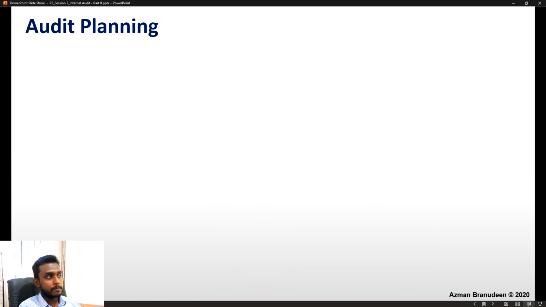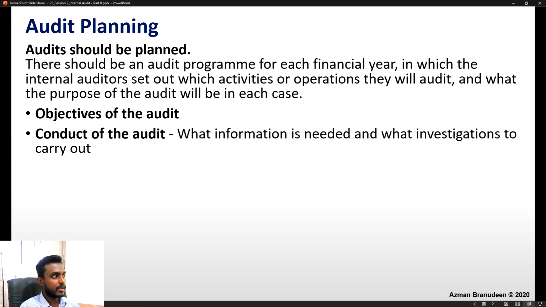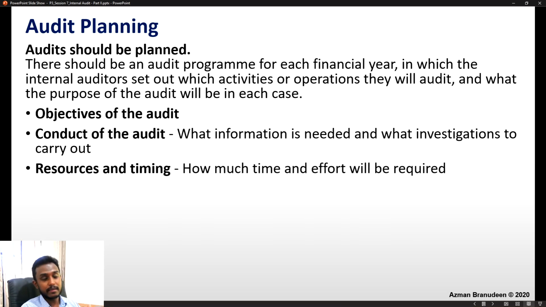Now let's talk about audit planning. Audits should be planned. Basically, there should be an audit program for each financial year in which the internal auditors set out which activities or operations they will audit and what the purpose of the audit will be in each case. Objectives of the audit. Basically, the plan must include the objectives of the audit, the conduct of the audit, basically what information is needed and what investigations to carry out. Then the resources and the timing must be planned, how much time and effort will be required.